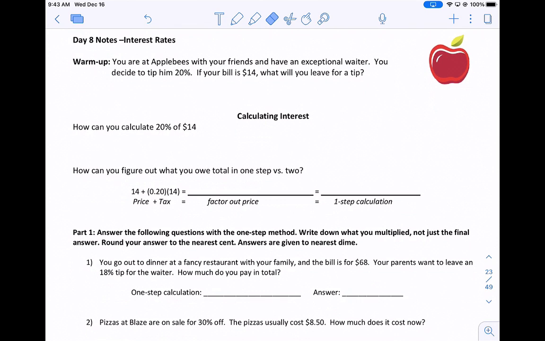Today we're going to look at interest rates. Warm up. You are at Applebee's with your friends and have an exceptional waiter. You decide to tip him 20%. If your bill is $14, what will you leave for the tip?